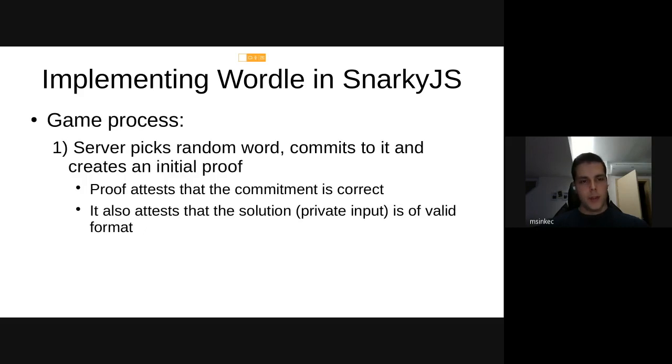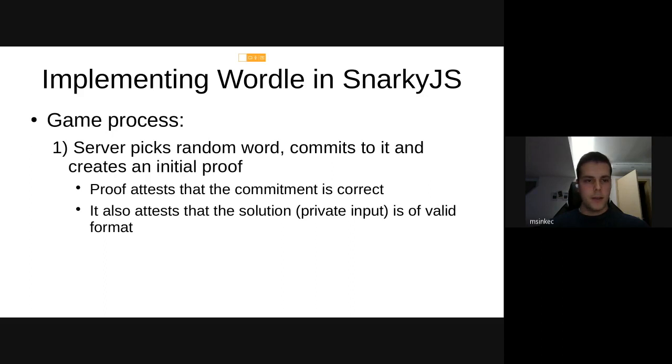So how does the game process work? First the server picks some random word from the vocabulary, and it creates a commitment to it. It's important to also salt this commitment with some random large value because we only have 2,300 words in total. So it's pretty easy to create something like a rainbow table and cheat with it.